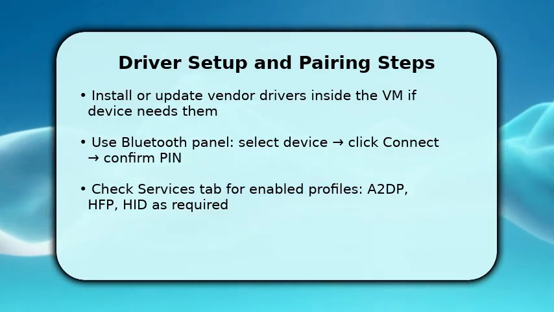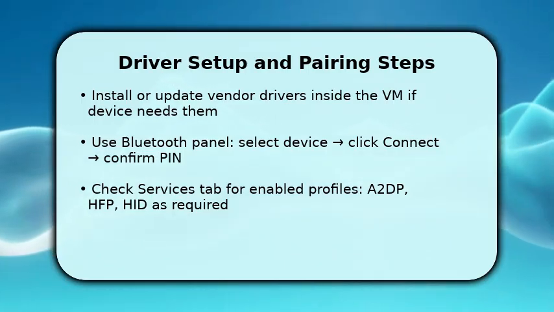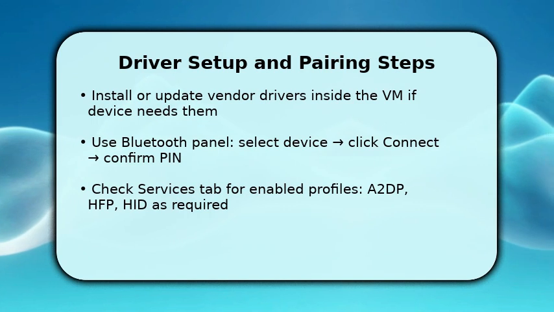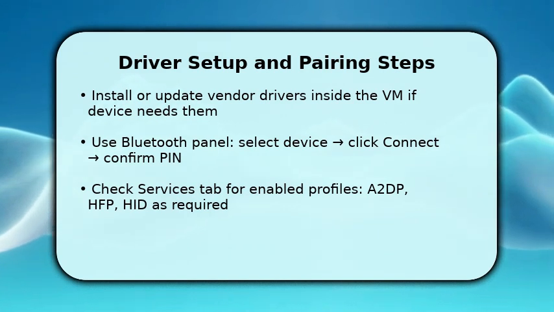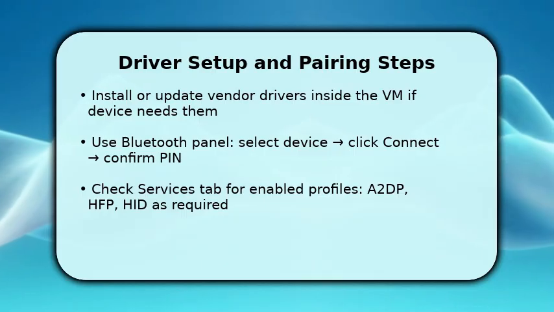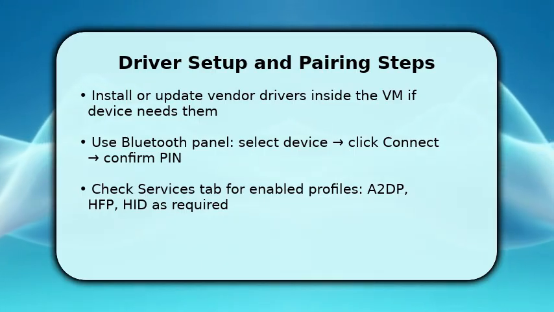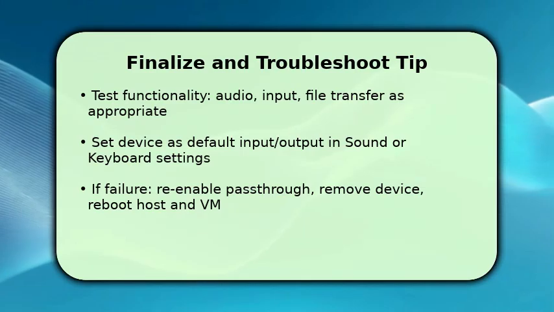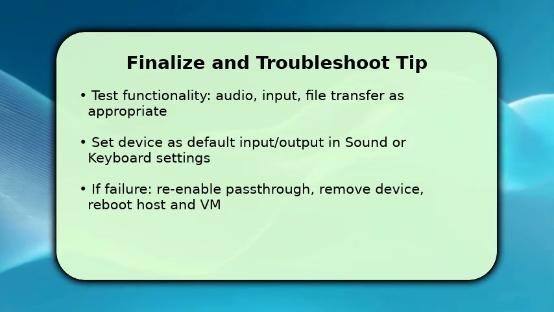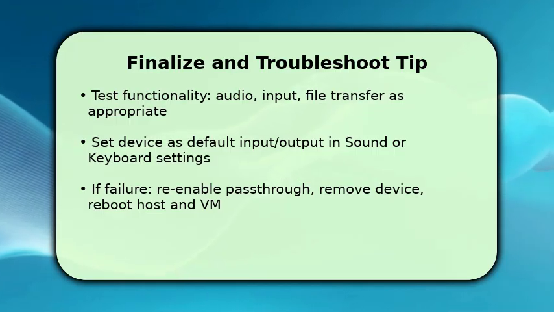Make sure the required Bluetooth profiles like A2DP for audio or HID for keyboards are active in the Services section. Otherwise, the device may pair but lack functionality. To finish, verify the device works in the intended app. Play audio, type characters, or transfer a file to confirm the profile.